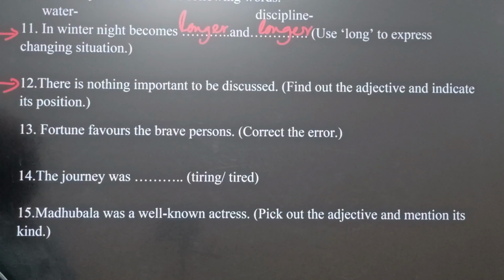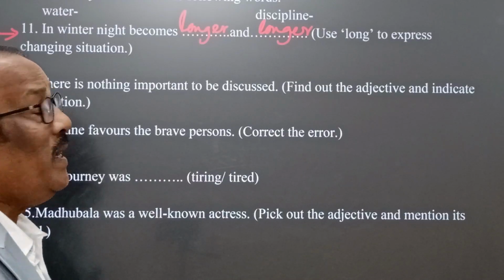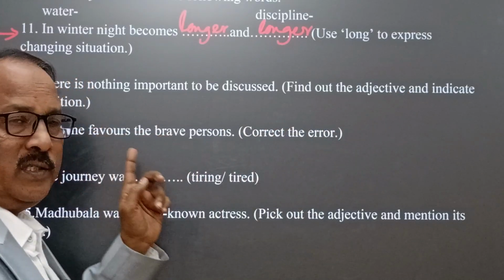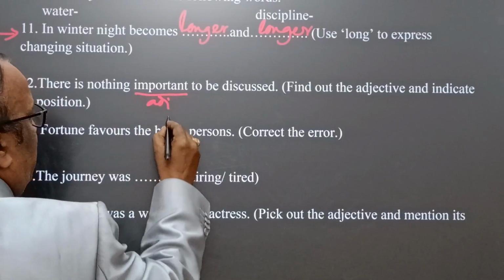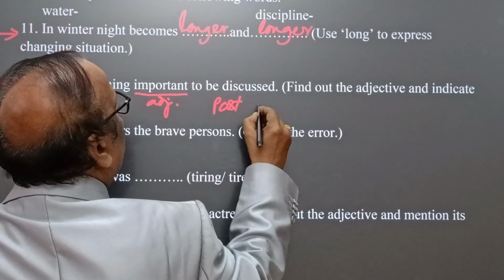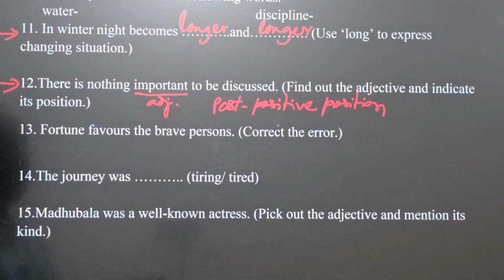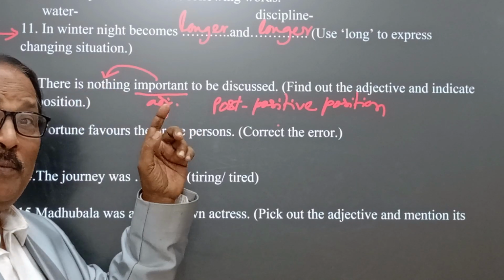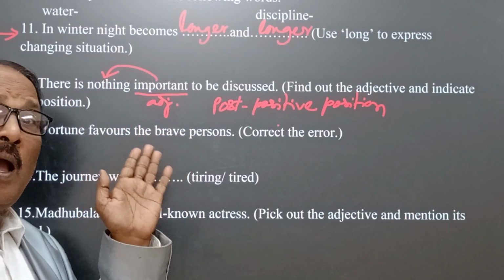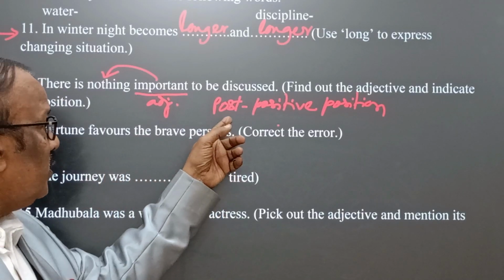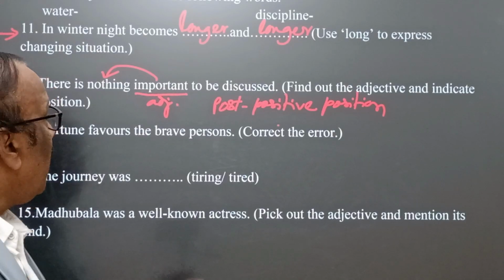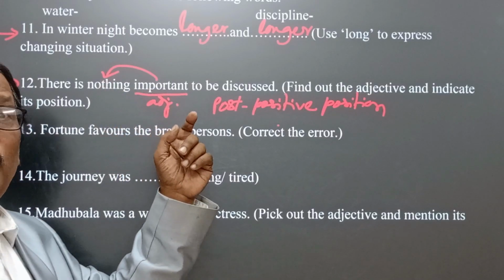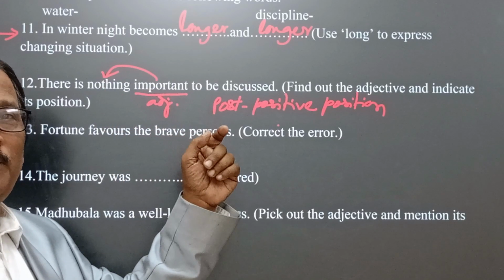Number 12. There is nothing important to be discussed. The instruction is here. Find out the adjective and indicate its position. Important is the adjective and its position is postpositive. Here, adjective important qualifies nothing, remaining just after it. Whenever any adjective remains after a noun or pronoun, then the position is postpositive. As important is used after nothing, the pronoun, this is postpositive position.